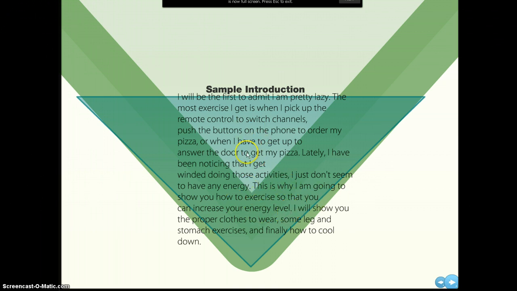If you notice a link, it can be multiple sentences long. And then the last sentence here, "I will show you the proper clothes to wear, some leg and stomach exercises, and finally how to cool down," is your preview of main points.